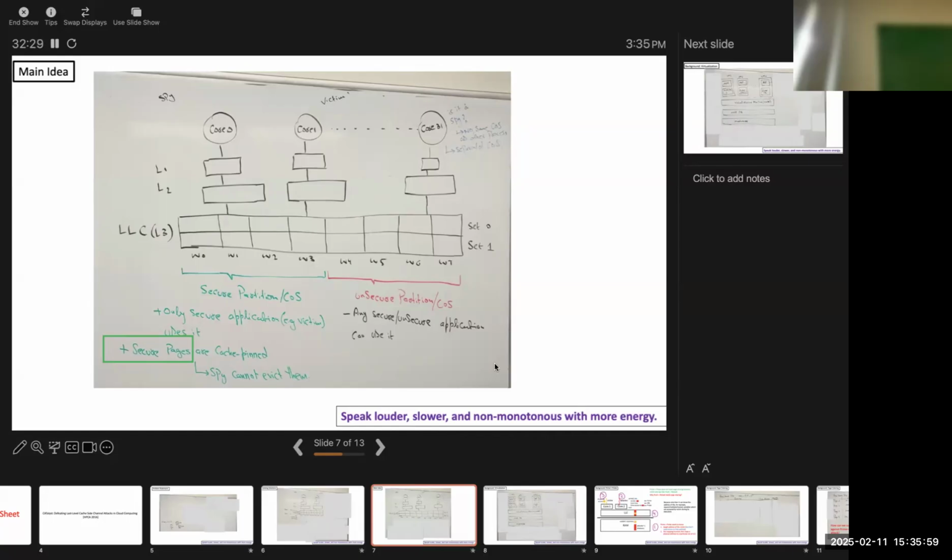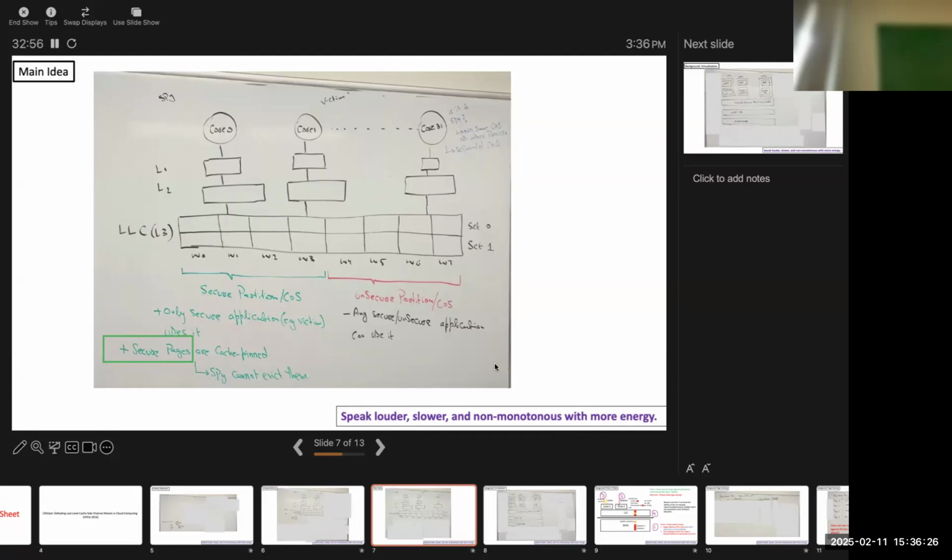And for that, what they do is that they cache pin the secure pages. I will come back to what cache pin is. First, they provide an interface, which I haven't mentioned here. They provide an interface which can be used by the application to request that its data or code should be loaded into the secure partition.